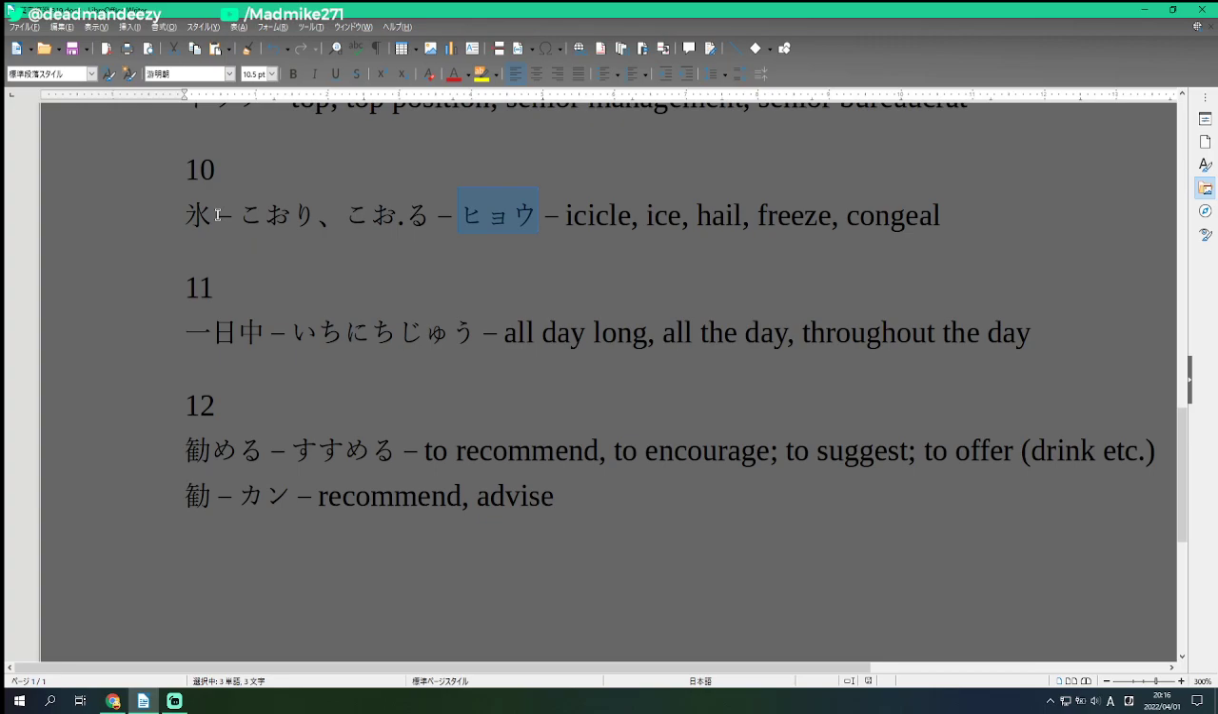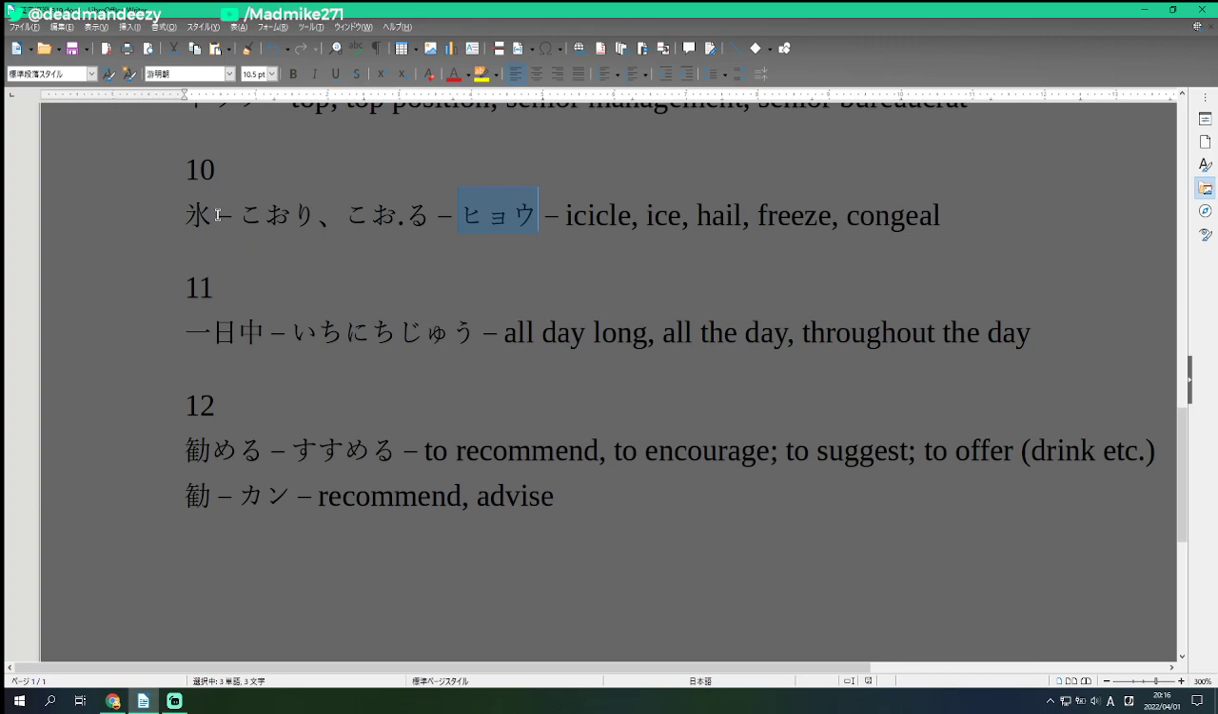Koru. To freeze or to congeal. Also hyo.